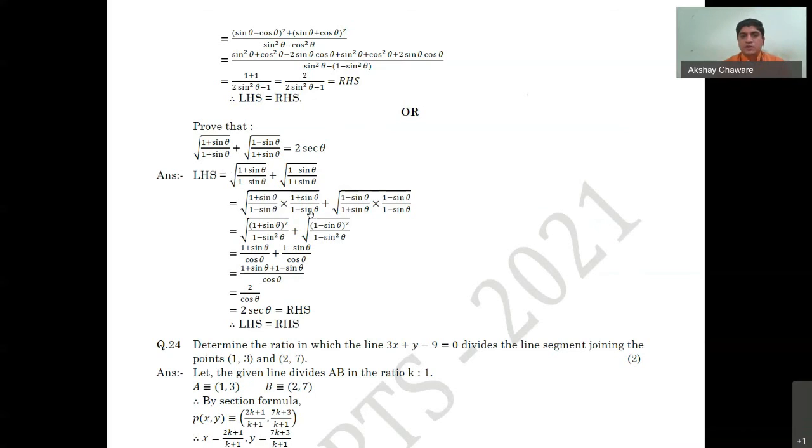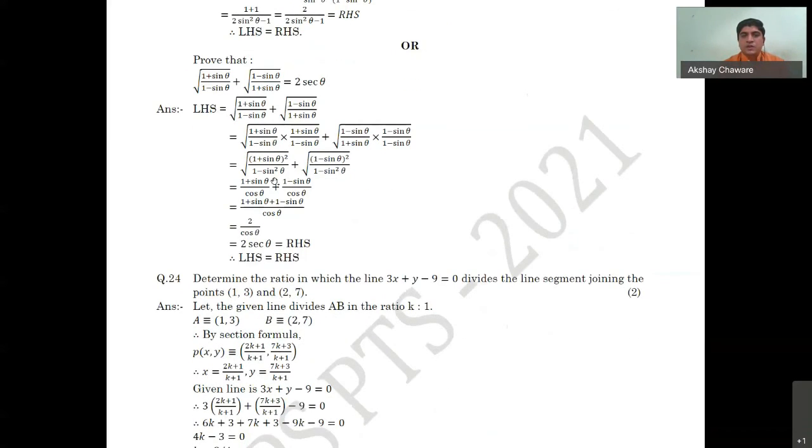1 plus sin theta upon 1 minus sin theta, and 1 minus sin theta upon 1 plus sin theta. Rationalize the denominator by multiplying by 1 minus sin theta upon 1 minus sin theta. If we simplify, in the denominator we will use the (a plus b)(a minus b) identity. Just make a correction here, this factor is 1 minus sin theta, but it should be 1 plus sin theta. So 1 minus sin theta into 1 plus sin theta is 1 minus sin square theta. And if we use the identity, 1 minus sin square theta is cos square theta, taking the square root.